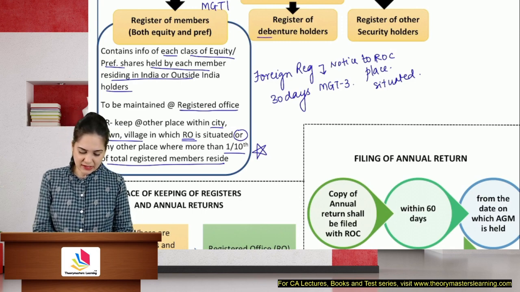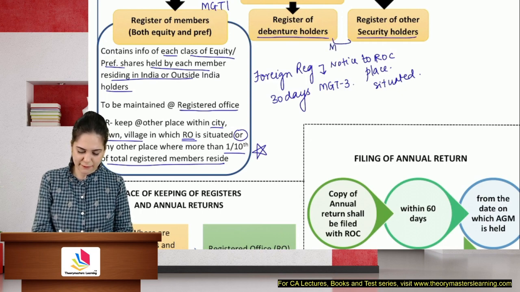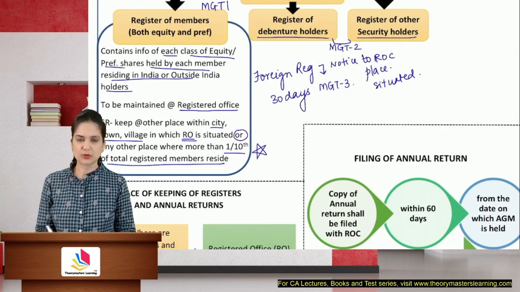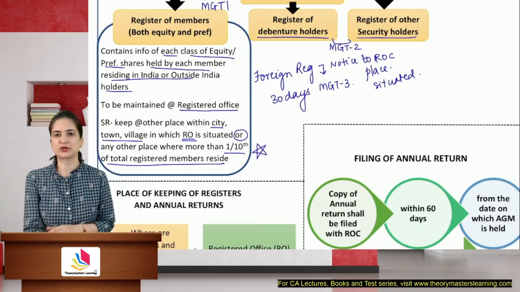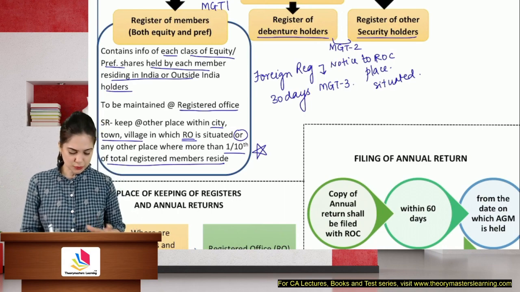We will have to maintain a register of debenture holders and other security holders. This will be maintained in form MGT 2. Okay, so the format, the details which are to be filled, is given in form MGT 2.